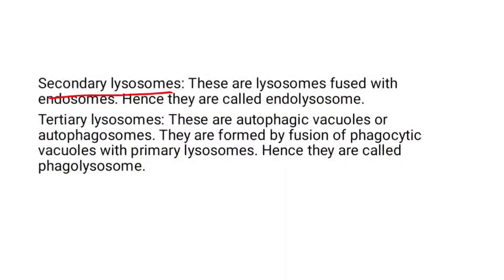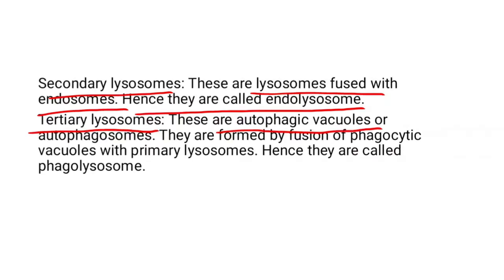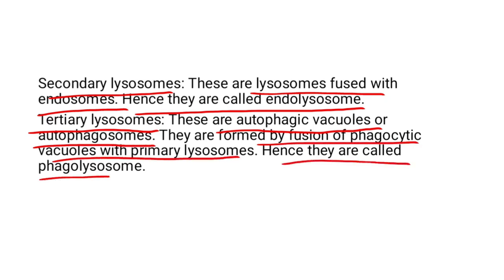Whereas secondary lysosomes are lysosomes fused with endosomes. Hence, they are called endolysosomes. Tertiary lysosomes are the autophagic vacuoles or autophagosomes. They are formed by fusion of phagocytic vacuoles with the primary lysosomes. Hence, they are called phagolysosomes.